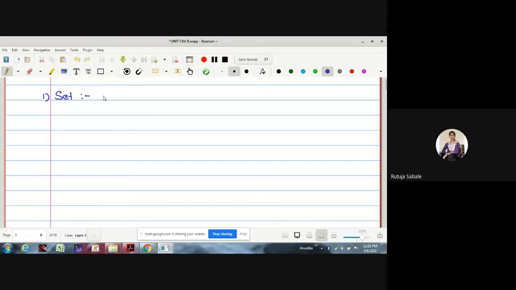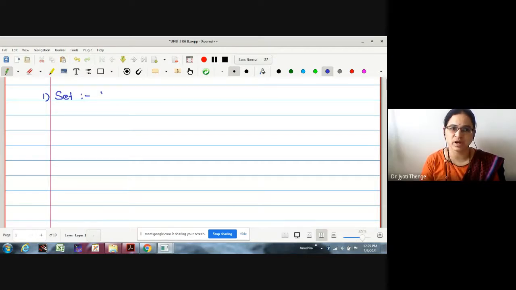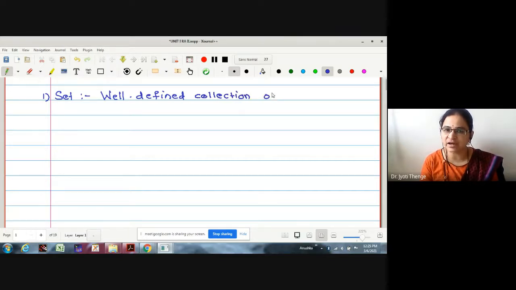A well-defined collection of objects. Yes, this is a well-defined collection of objects. I am not writing the whole statement, I'll just write it in short. Can anyone tell me an example of something that is not a set? Examples of sets we can give many, in mathematics and in day-to-day life also. But what about an example which is not a set?